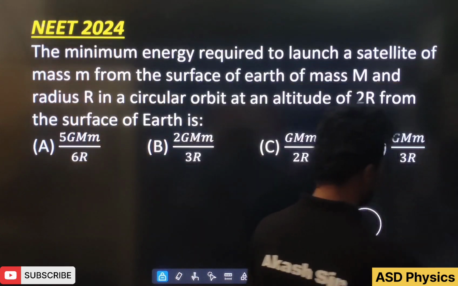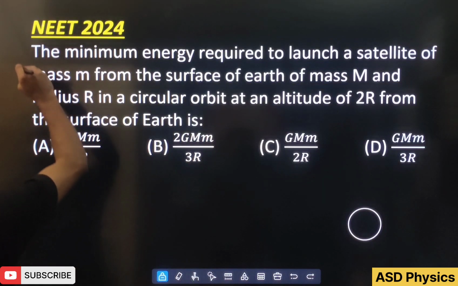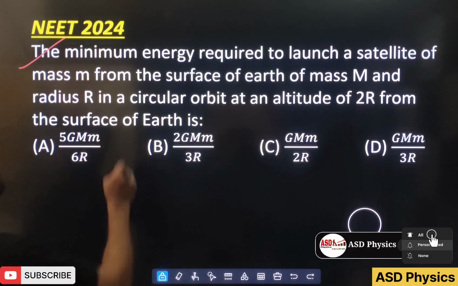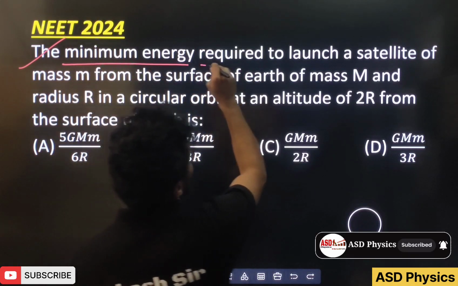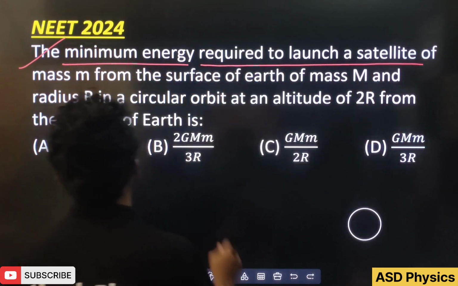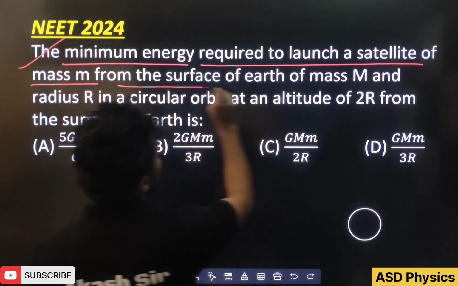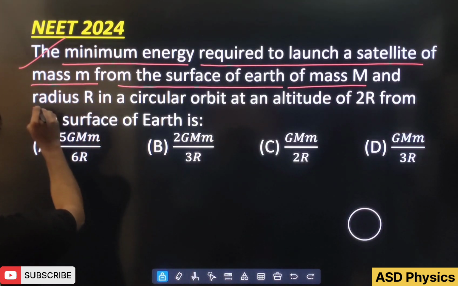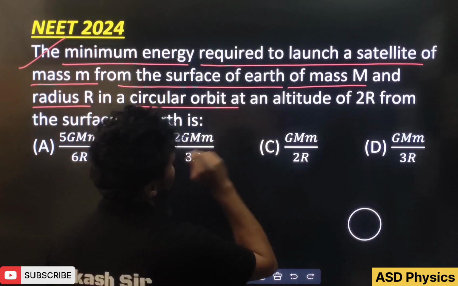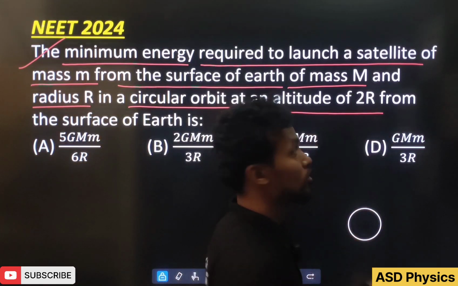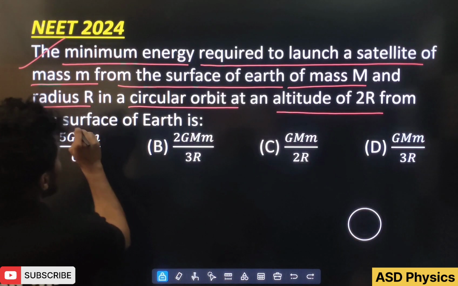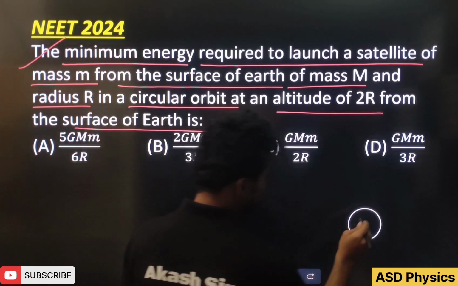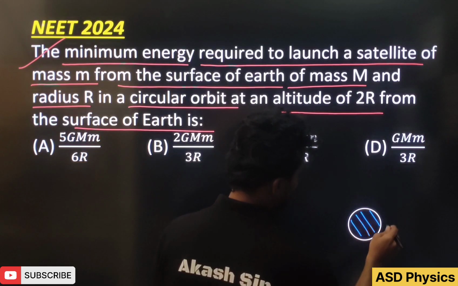Okay, great. Next one, let's see, students. A NEET 2024 question based upon the energy concept only. The minimum energy required to launch a satellite of mass m from the surface of Earth of mass capital M and radius r in a circular orbit at an altitude of 2r from the surface of Earth is how much? Okay, students. So first let me draw here, please. This is the Earth. Mass of the Earth, how much is given?